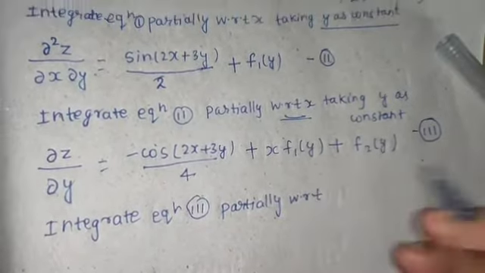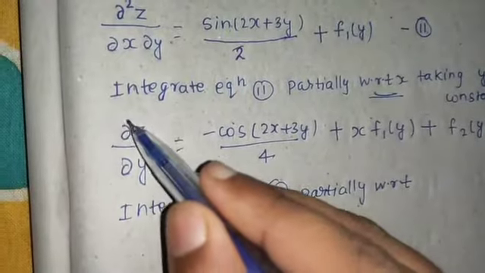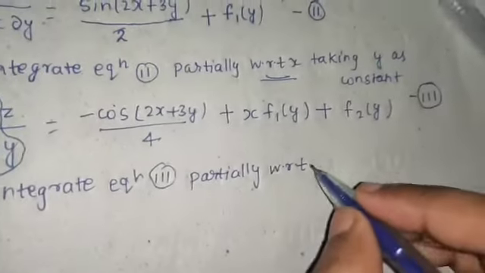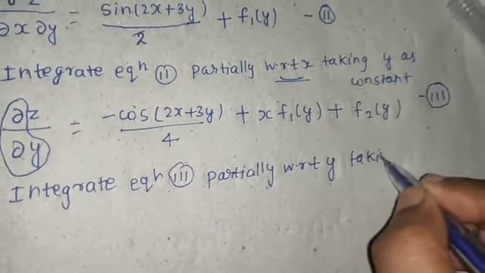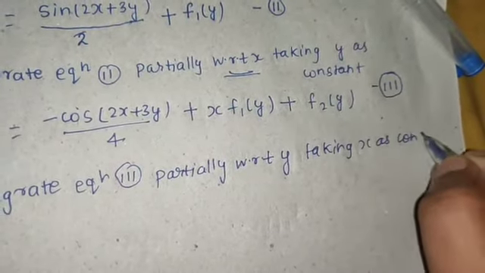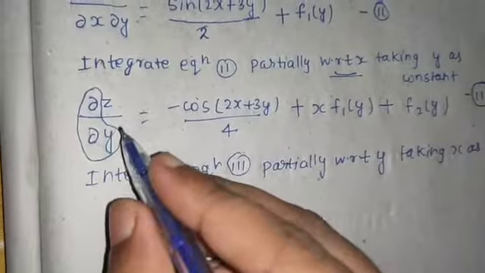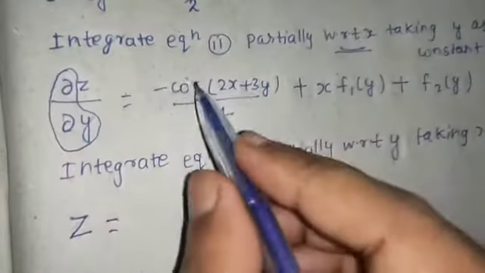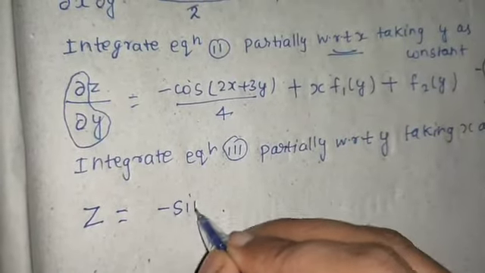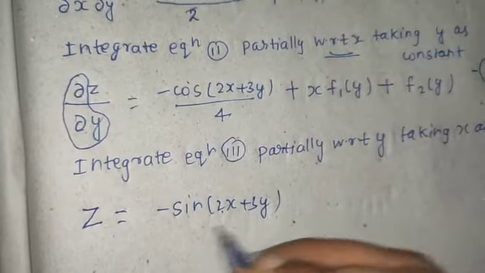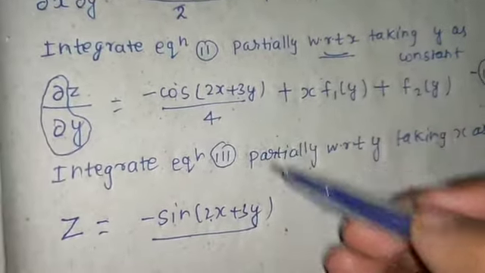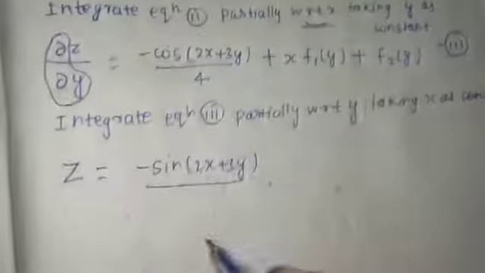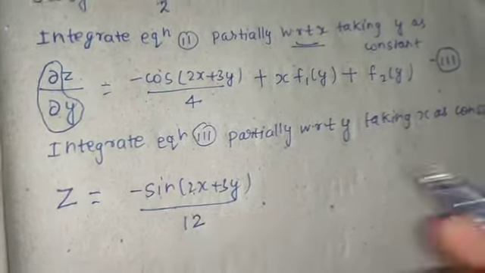with respect to, now wait, here you see del by del y. Because you see del by del y, you have to integrate partially with respect to y, taking x as constant. If you take x as constant, this will be removed on integration, so you will get z equals integration of cos, again simple sine, so minus sine 2x plus 3y divided by 4 was already there. Now this time you have to treat x as constant, so you have to divide by the derivative of 3y, that is 3. 1 by 4 was already there, so 4 times 3 is 12.